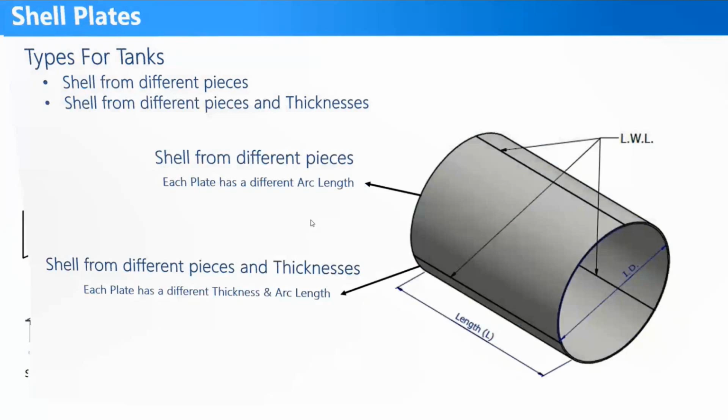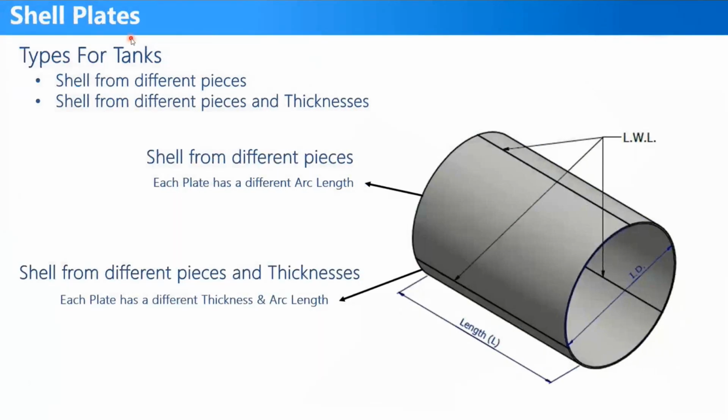Another option is for the shell plates, the same as we discussed for the annular plate. Here on the shell plates, SEG will give you the ability to select between 11 or more types of shell. But for tanks, let's discuss three important types. The first type is shell from different pieces. Here, for this shell type, you can define the arc length for each blade inside the shell.